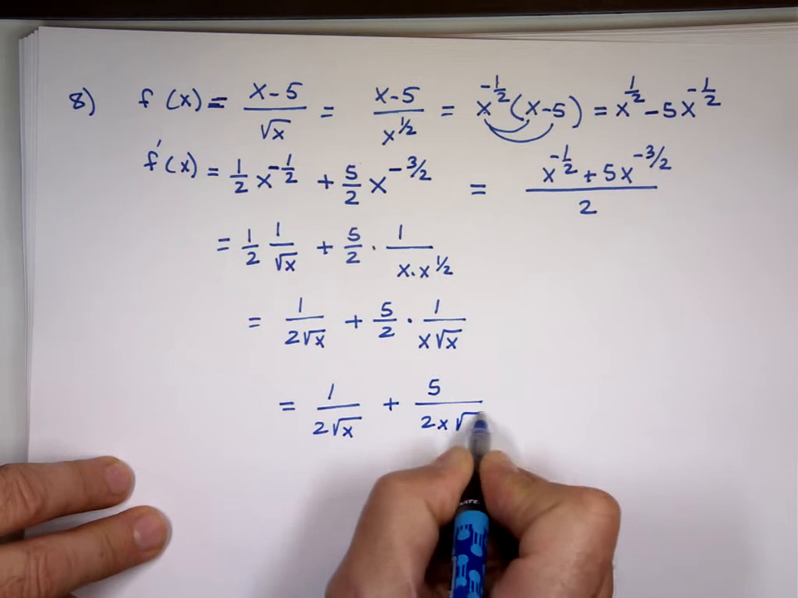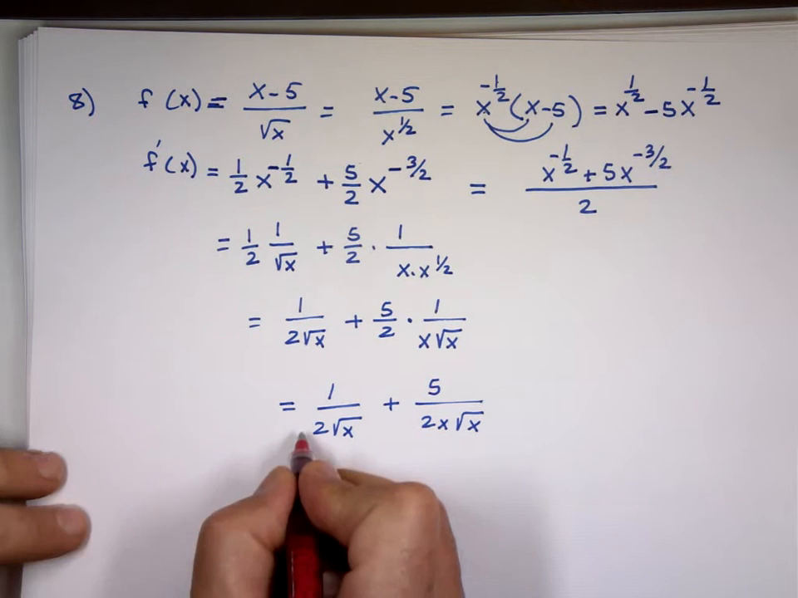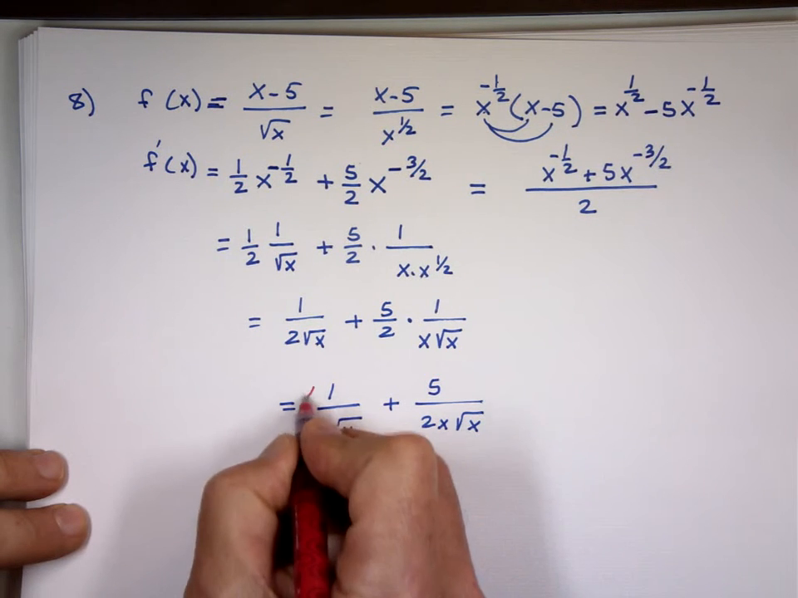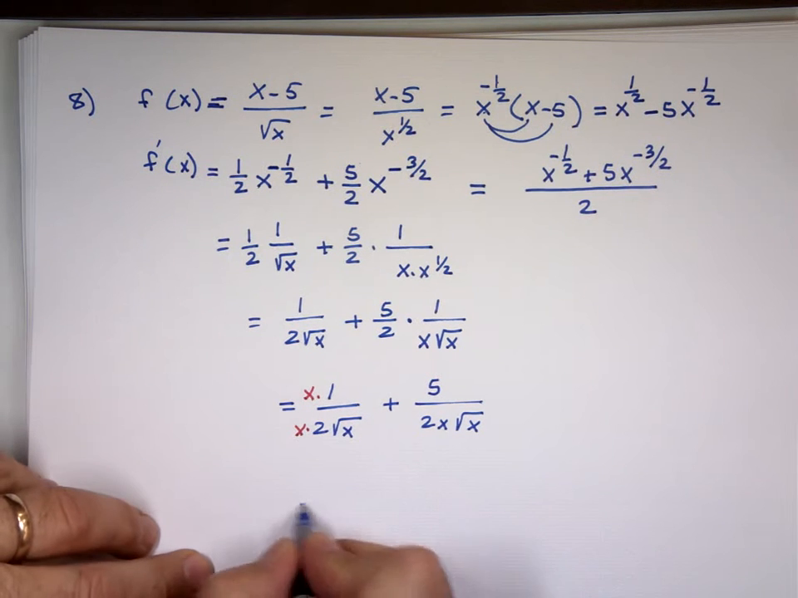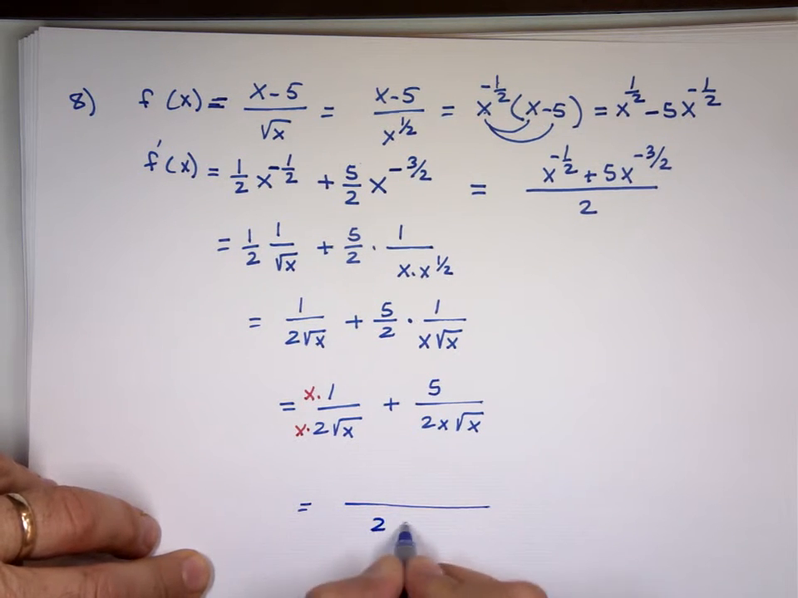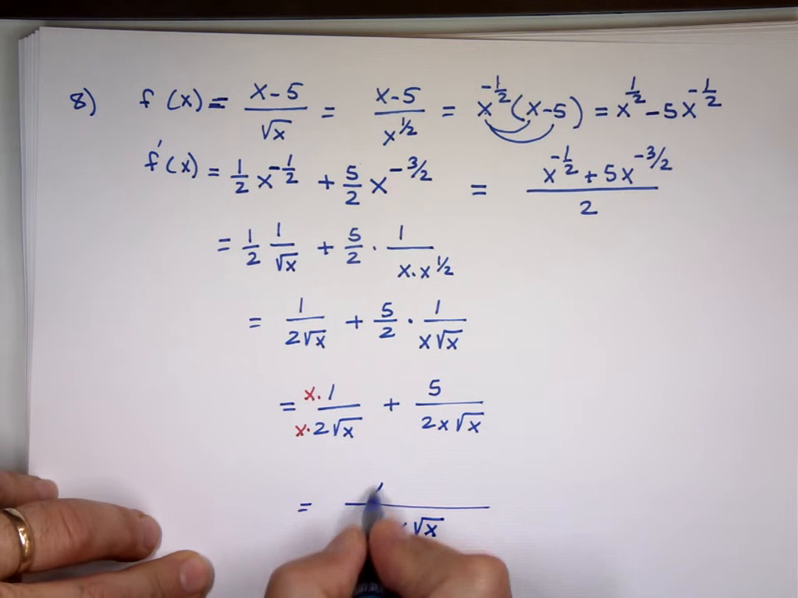And if you want to be like a math major, go, wait a minute, I'm adding fractions. If I'm adding fractions, what do I need? A common denominator. You need to multiply this by x to make them match, right? So if you multiply this by x, you have to multiply that by x. So that becomes, in the bottom, 2x times the square root of x. X times 1 is x, plus the 5.